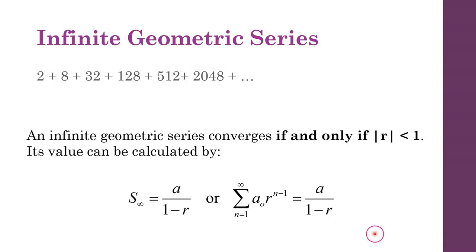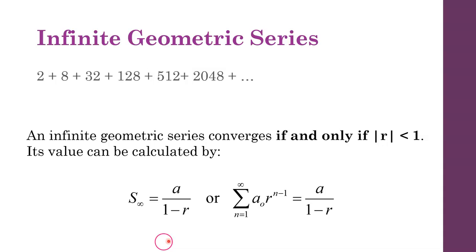And if I add an infinite geometric series, it will converge to a number if and only if the absolute value of the common ratio is less than 1. That means my sequence keeps getting smaller, right? So if r is smaller than 1, I keep multiplying by a number that's less than 1. These numbers are going to keep getting smaller. Now we say the absolute value is less than 1 because I could multiply by a negative number or by a positive number, as long as the absolute value of that negative or positive number is smaller than 1.